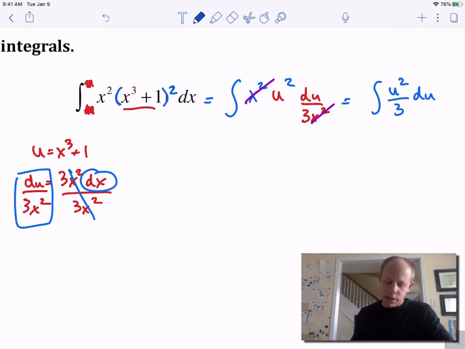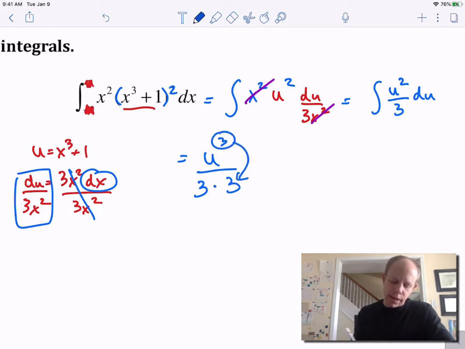Okay, now let's go ahead and perform the integration. So we're going to add 1 to the exponent and then divide by that new exponent. Okay, so like that 3 is that 3 right there. This 3 was actually that 3 right there. Okay. So we're going to get u cubed over 9.